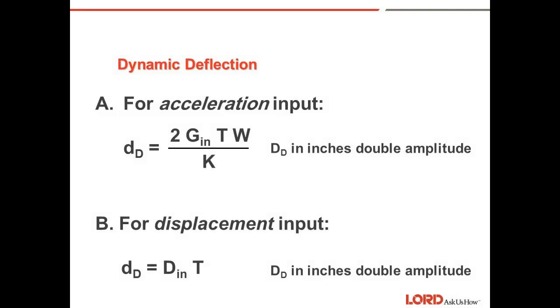Dynamic deflection. No spring mass can completely isolate a disturbing vibration. Depending on the transmissibility, a certain amount of motion will occur at the mass. This motion is called dynamic deflection, or D sub D. It is calculated as double amplitude deflection, with the total deflection in both directions.